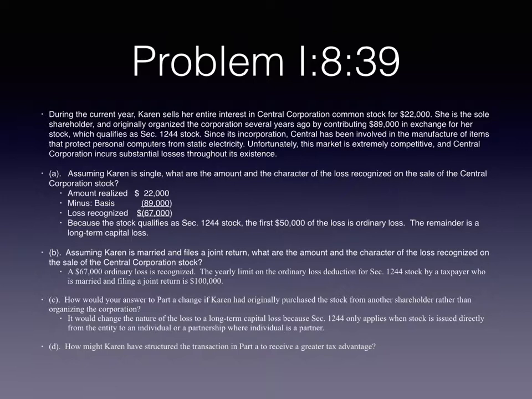How might Karen have structured the transaction in Part A to receive a greater tax advantage? Well, basically, what did she run into in Part A? There's a yearly threshold on the amount that can be considered an ordinary loss. So if she were to split up the sale into multiple years so that her loss each year didn't exceed the $50,000 limit, she would, in the end, be able to include all of that loss as an ordinary loss. It would just be in separate tax years.